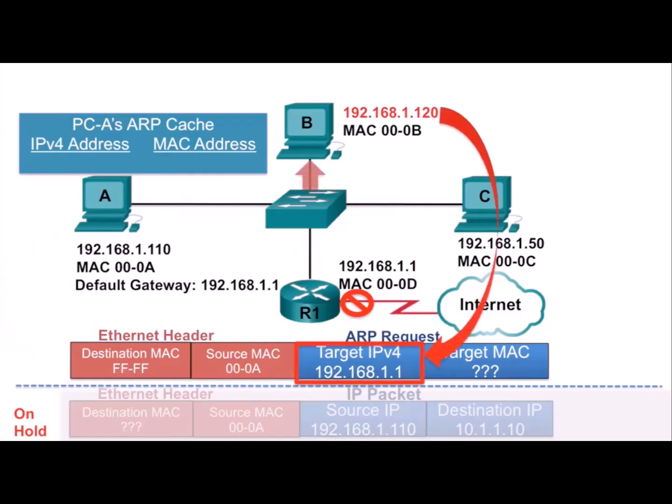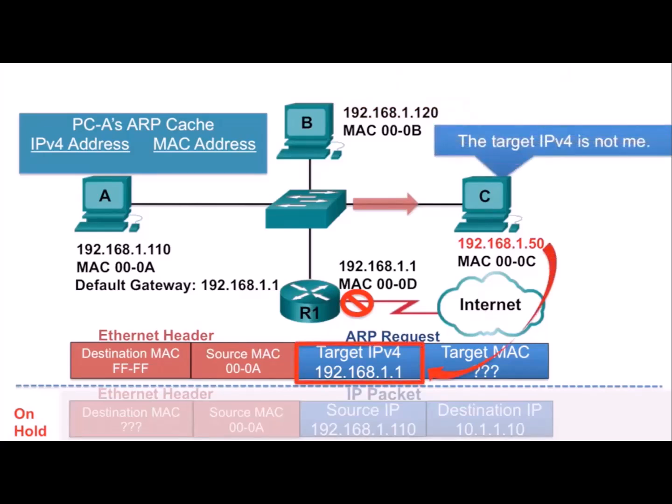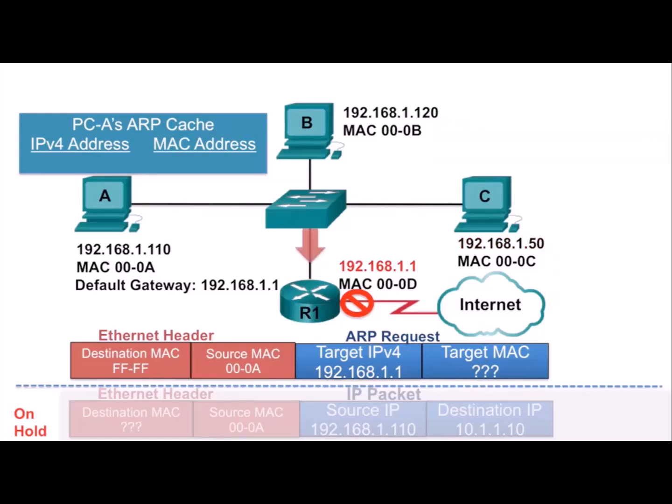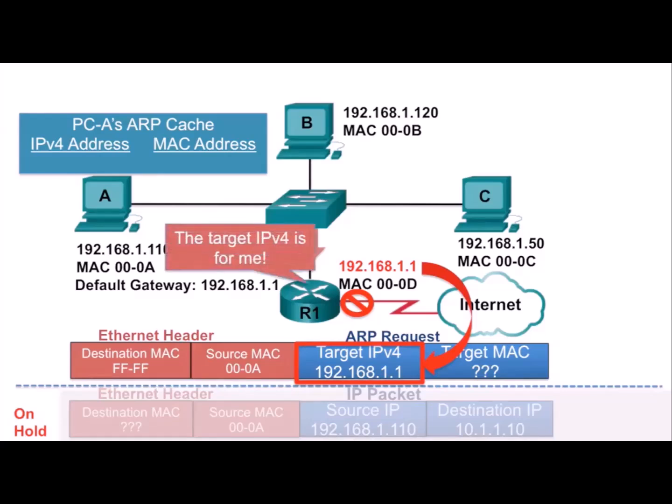PCB receives the ARP request, compares its own IPv4 address against the target IPv4 address in the ARP request, and notices it is not a match, so it is not the intended target. PCC receives the ARP request, compares its IPv4 address against the target IPv4 address, and it is not the intended target either. Router R1 receives the ARP request, compares its IPv4 address against the target IPv4 address, and it is indeed a match. It is the target of the ARP request.